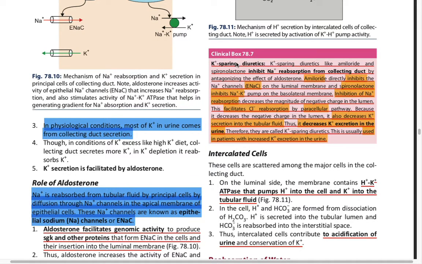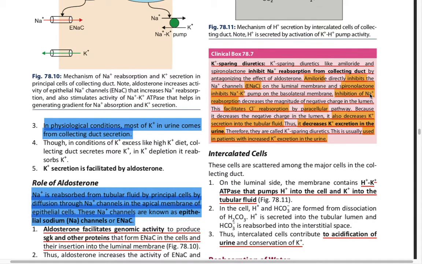The K plus sparing diuretics. K plus sparing diuretics include amiloride and spironolactone. They inhibit sodium reabsorption from the collecting duct by antagonizing the effects of aldosterone. Amiloride inhibits ENaC and spironolactone inhibits the Na plus K plus pump.